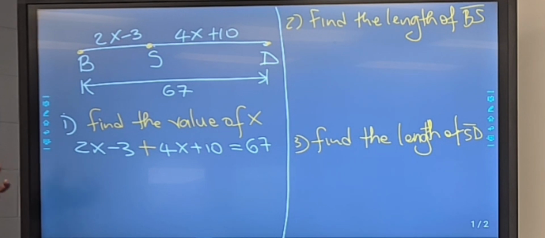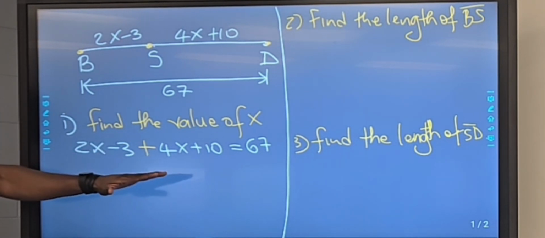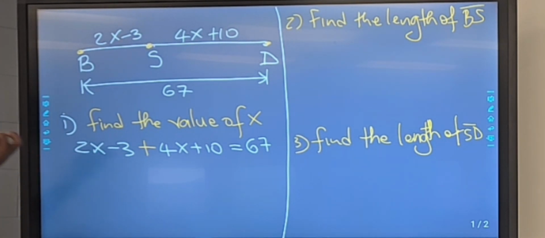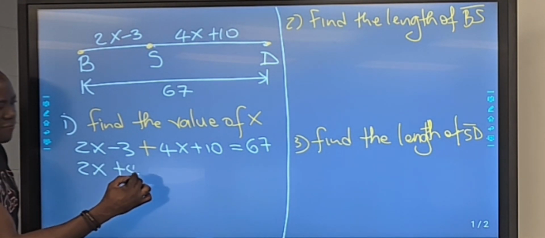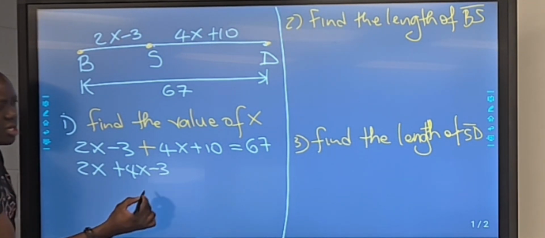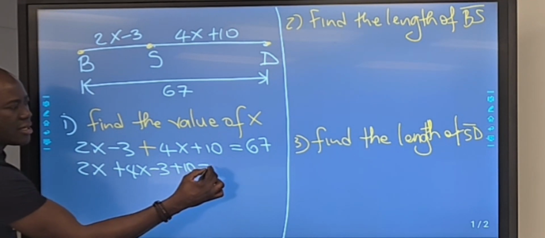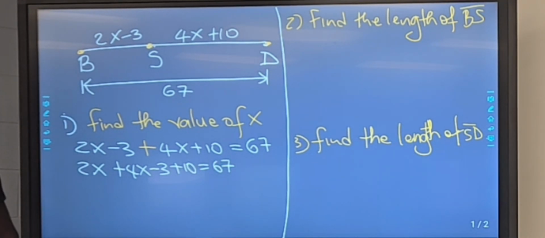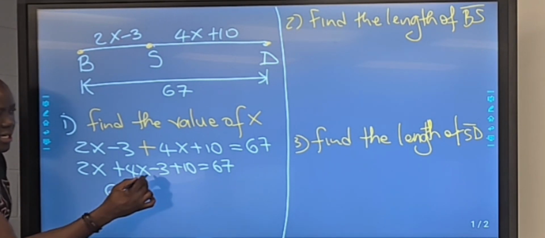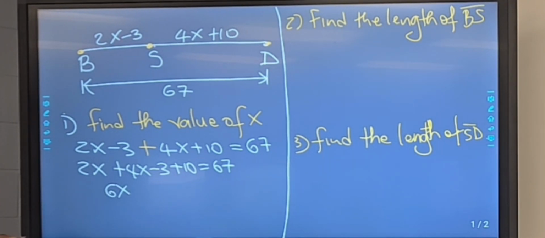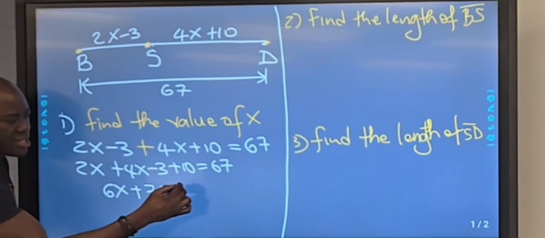So at this stage, you're solving a simple algebraic equation where you need to collect your like terms. So let's take another step. When we're collecting our like terms, 2x plus 4x minus 3 plus 10 gives us 67. So that is us collecting our like terms, as you can see here. 2x and 4x come together, give us what? 6x. Negative 3 plus 10 gives us plus 7. And this is equal to 67.